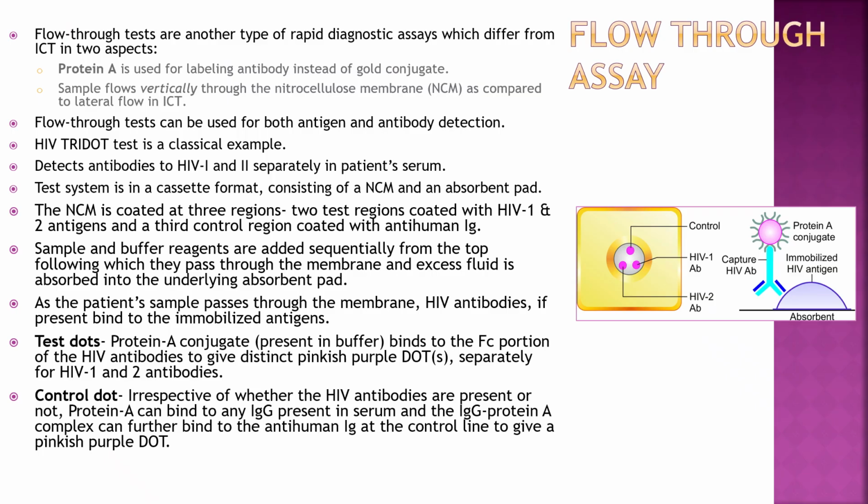The second method in ICT is the flow through assay. Protein A is used for labeling the antibody. In lateral flow, it is gold conjugate. The sample flows vertically through the nitrocellulose membrane, and an example can be antibodies to HIV.